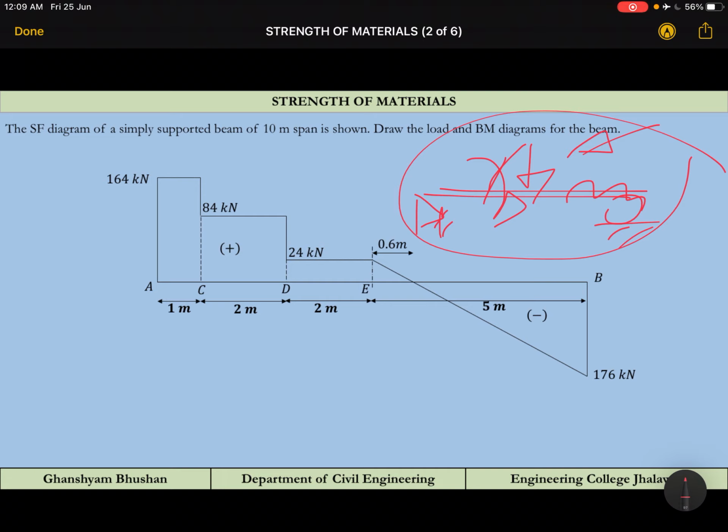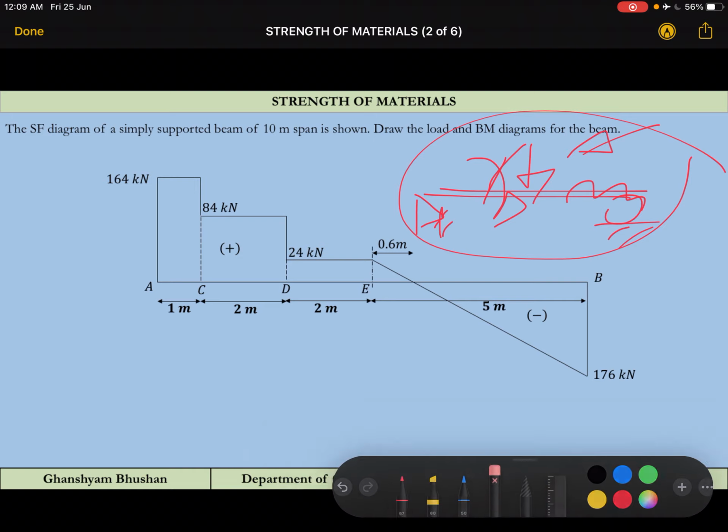But in this question the shear force diagram is given. Now we have to calculate the bending moment diagram and the loading diagram. First we will calculate the load diagram, and with the help of that loading diagram we can calculate the bending moment diagram. So how can we do that?